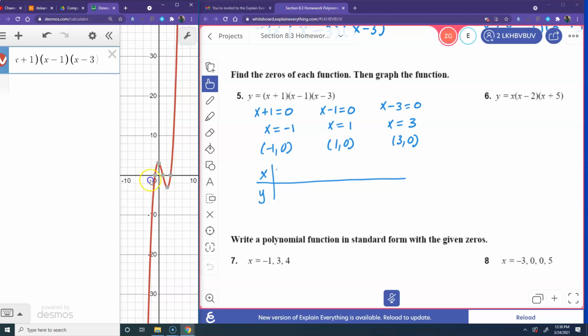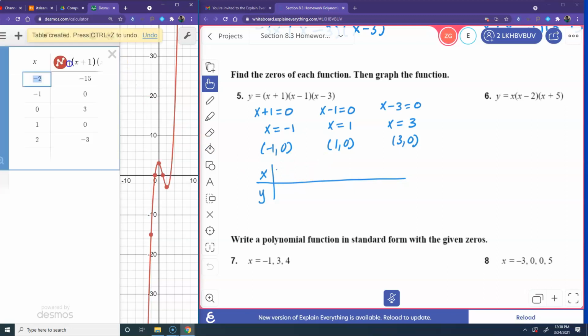Okay, so this is the graph that you have to place on your paper. I know this one doesn't have the graph, but I think the one I gave you does have a graph. I'm going to go ahead and come up with some values. So when x is negative 2, y is negative 15. When x is negative 1, y is 0. When x is 0, y is 3. When x is 1, y is 0. And when x is 2, it's negative 3.